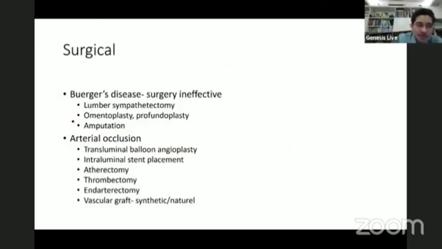Surgery. Now remember, in case of Buerger's disease, as you know, the distal vasculature is all affected. So surgery is not going to improve anything. These vessels are all gone. So most of the time we concentrate on the collaterals, but another thing that we do is lumbar sympathectomy.